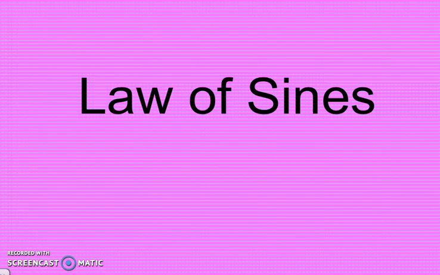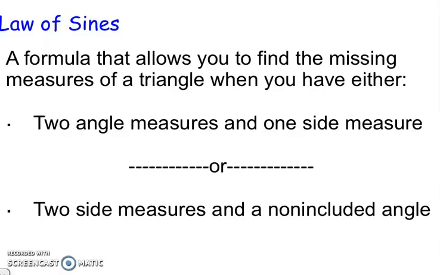Alright, in this video you are going to learn about the law of sines. The law of sines is a formula that allows you to find the missing measures of a triangle. It doesn't have to be a right triangle, when you have either two angle measures and a side measure opposite, that's when you can use law of sines, or if you know two side measurements and a non-included angle. Okay, so it's the angle that's not in between the two sides.